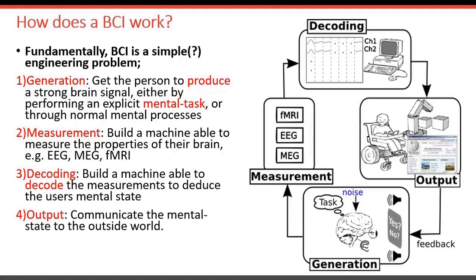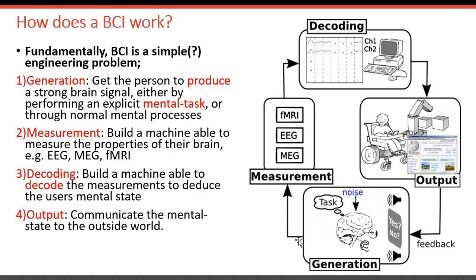How does a BCI work? It is fundamentally a simple engineering problem. We can put the different components of the entire system into 4 different parts. Here, for instance, we can take a look at the entire flow. We have generation, which involves getting the person to produce a strong brain signal, either by performing an explicit mental task or through a normal mental process. So first, we need to get the data out of the brain of the person or participant. They should generate strong signals by thinking of a specific mental task.